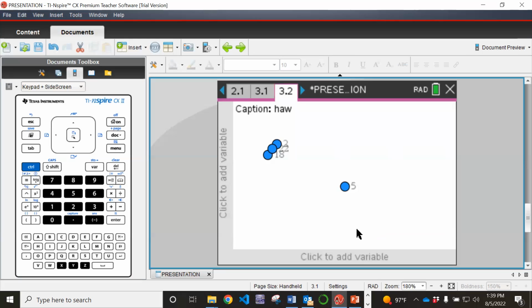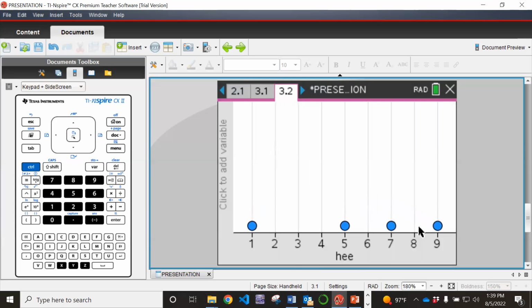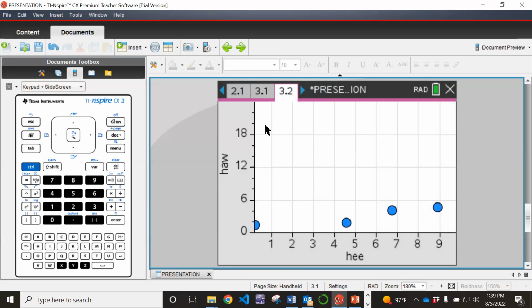This is not the data set that I had. It's just a couple dots holding some values on the screen somewhere. What you'll notice is down at the bottom, if you swipe down to the bottom, it'll say click to enter or enter to add a variable. So if you click that spot, I'm going to put he on the x-axis. Magic happens. I'm going to swipe over to the left edge and I'm going to put haw on this one. And there's my data set.